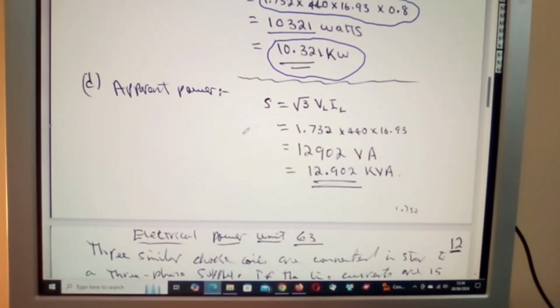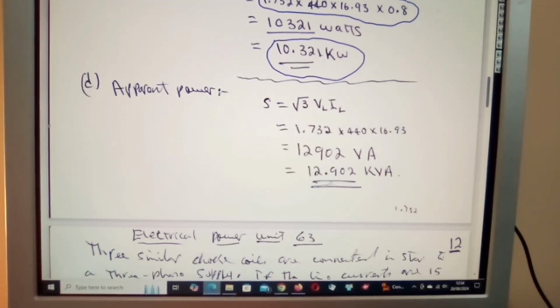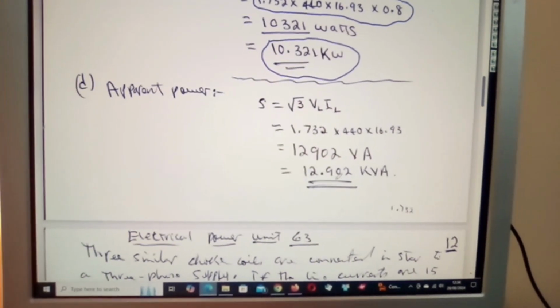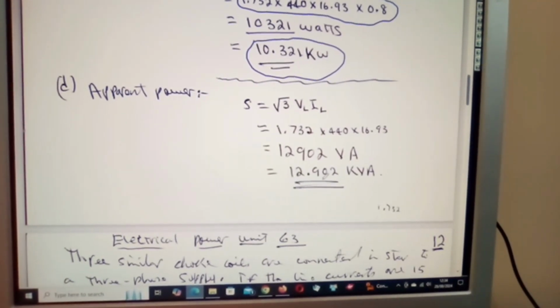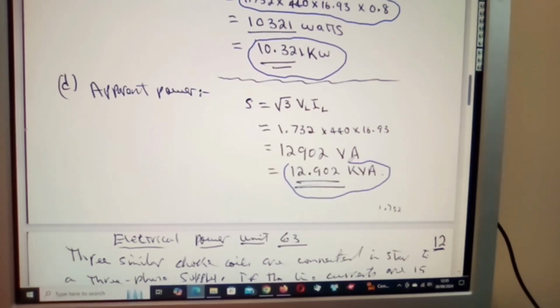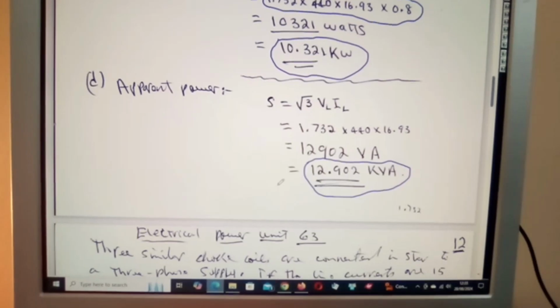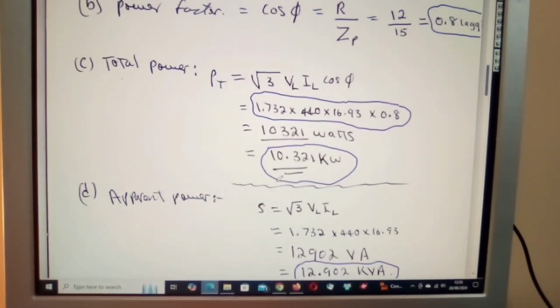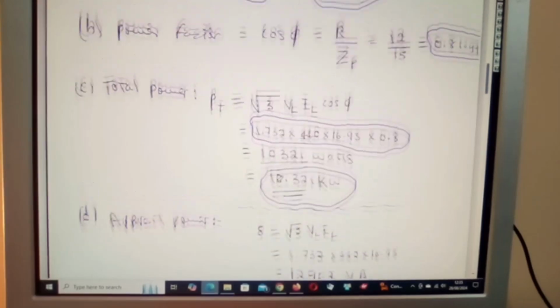Now the apparent power, S equals the square root of 3 VL IL. And here you have apparent power of 12.902 kilovolt amps. Okay. Now again, look at it from your perspective. Make sure you understand the concepts of it. Okay. Let me just go back up a little bit, make sure that I haven't missed anything out.